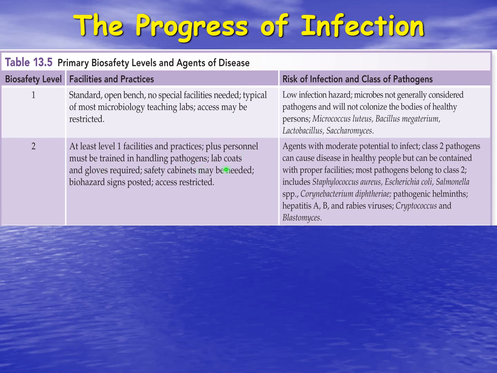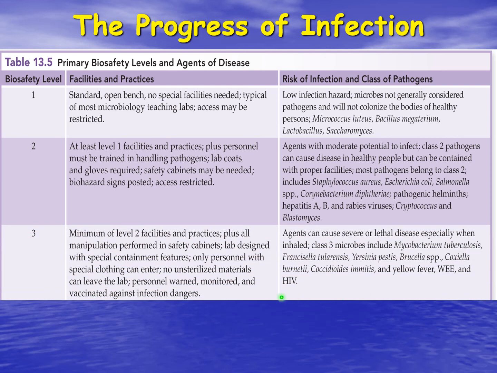So laboratory coats, gloves, safety goggles, and safety cabinets may be needed. Biohazard signs will be posted and access will be restricted. This is when we start to work with agents that have a moderate potential to infect. Class 2 pathogens can cause disease in healthy people, but can be contained with proper facilities. Most pathogens that we deal with belong to class 2 and will be studied in a level 2 laboratory. This would include staph, E. coli, salmonella, etc.